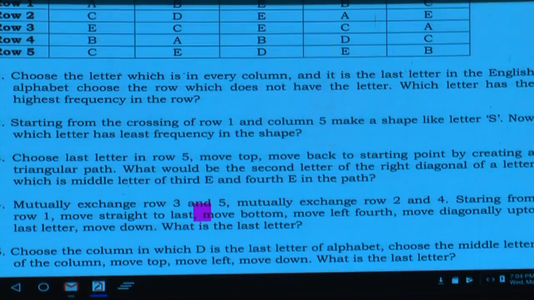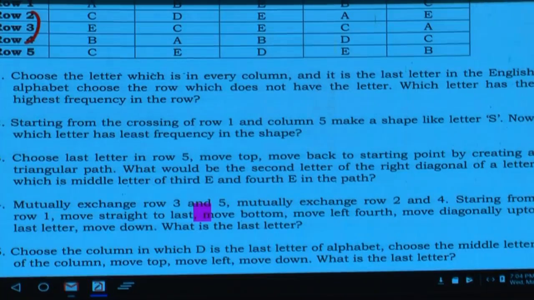Question number 4. Mutually exchange row 3 and row 5. Now which two are exchanged here? 3 and 5 are exchanged. And mutually exchange row 2 and row 4. 2 and 4 should also get interchanged except 1. 3, 5 and 2, 4 got interchanged.